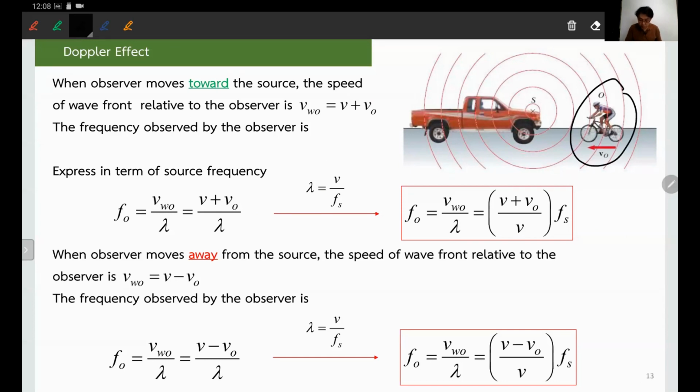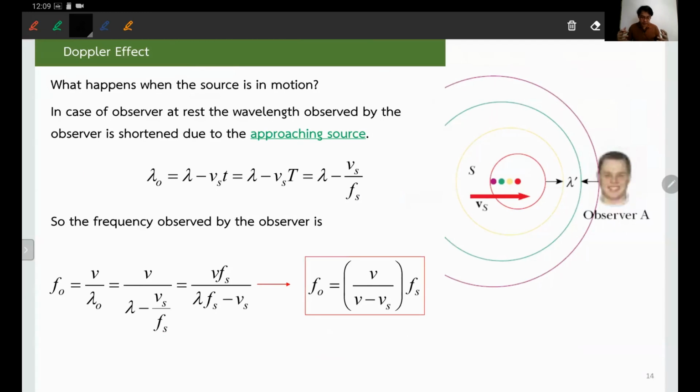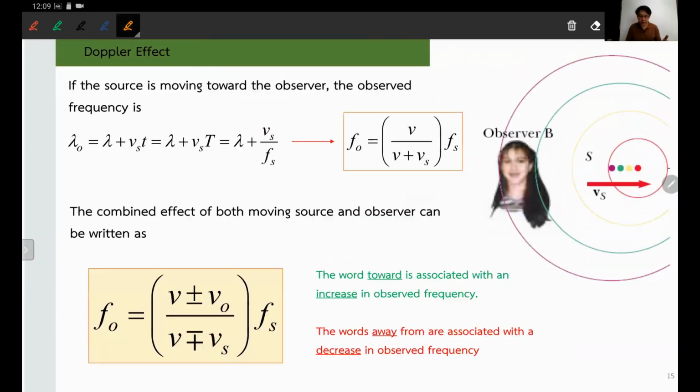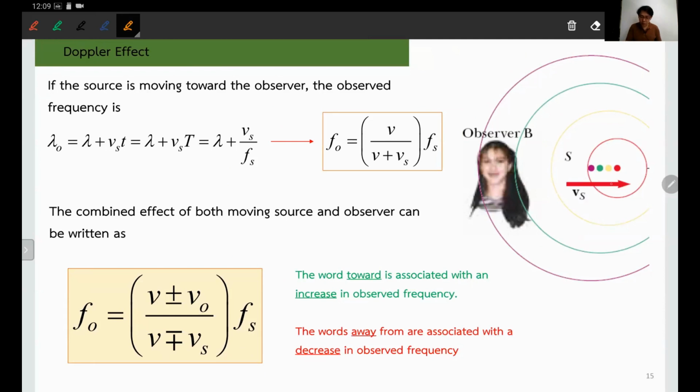Oh, sorry, is at the source. Okay, when the observer is moving toward the source, what will happen? And then what happens when the observer moves away from the source? And of course, when the source is in motion, this slide is for what is going on when the source is moving toward the observer. And you can guess the next slide will be what's going on when the source is moving away from the observer.